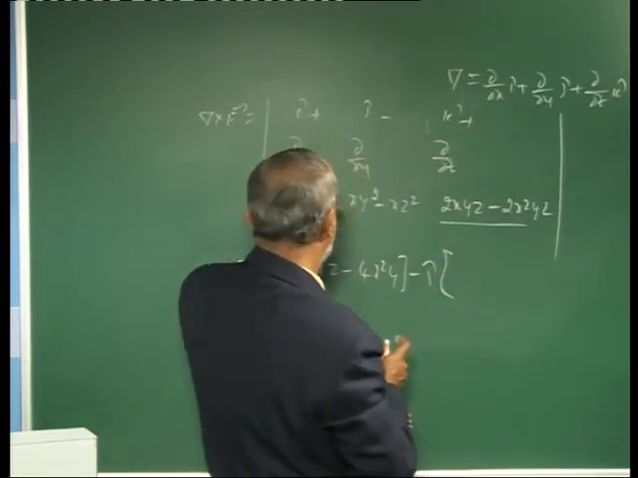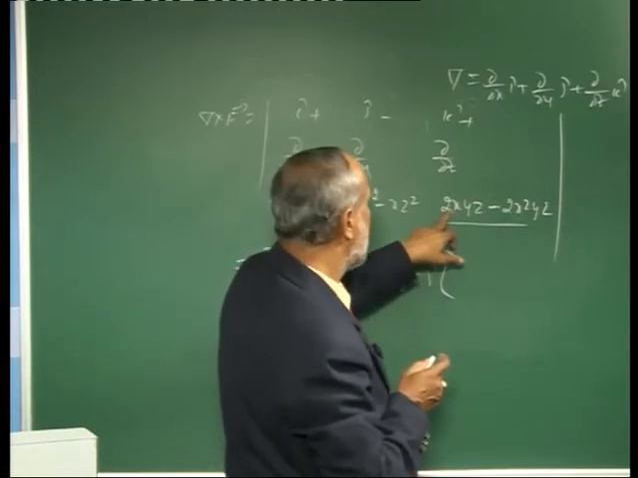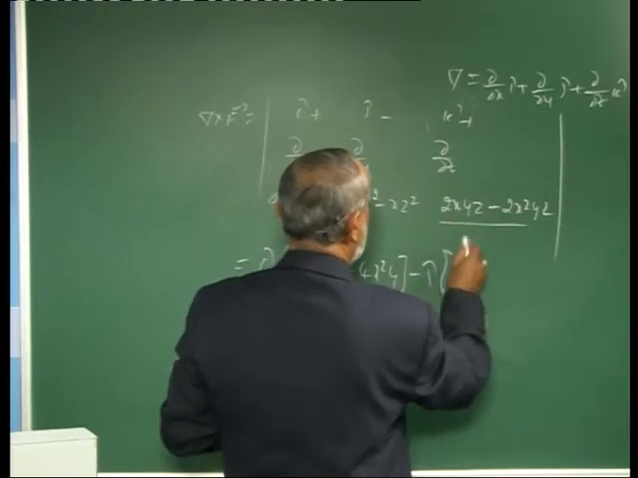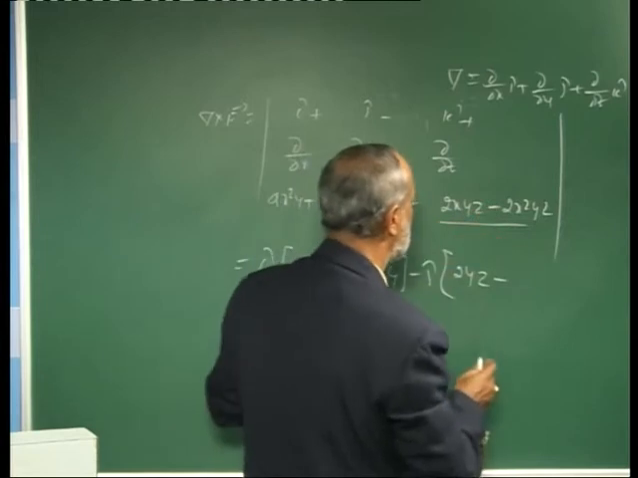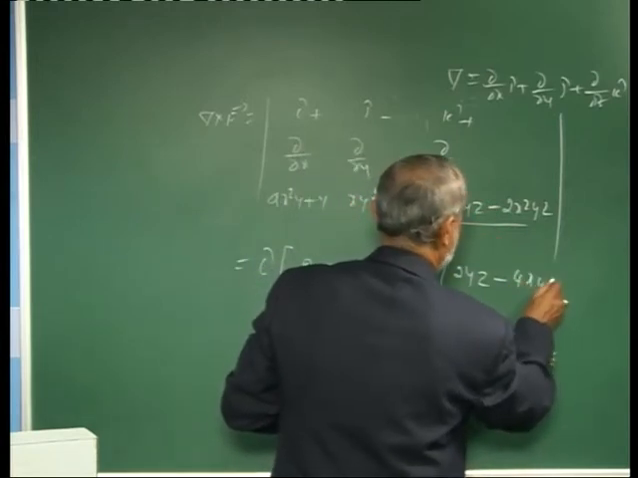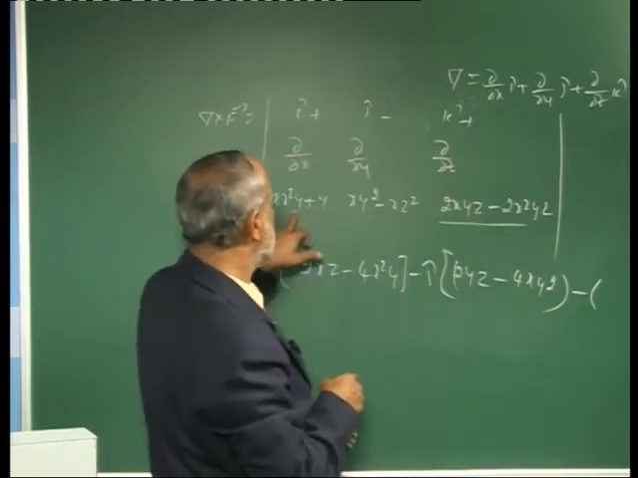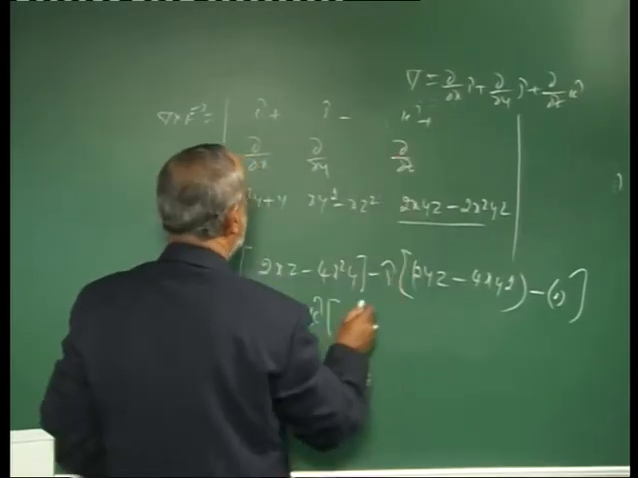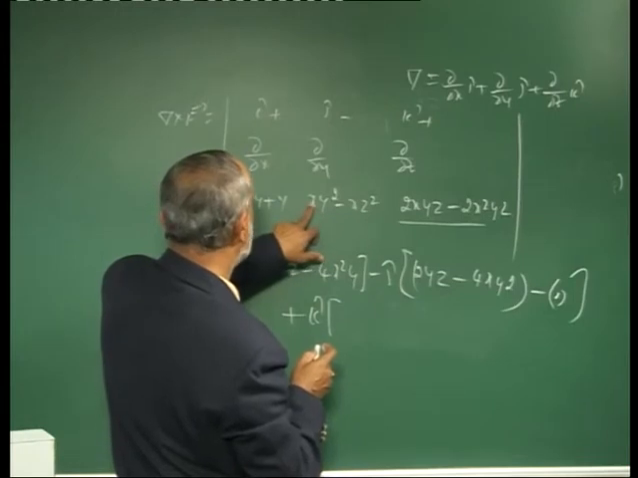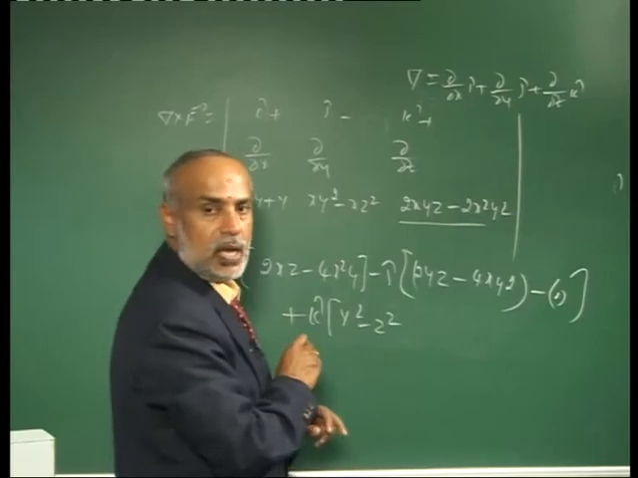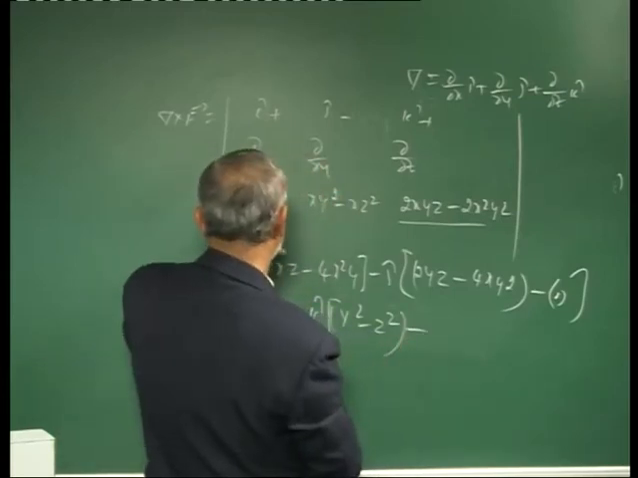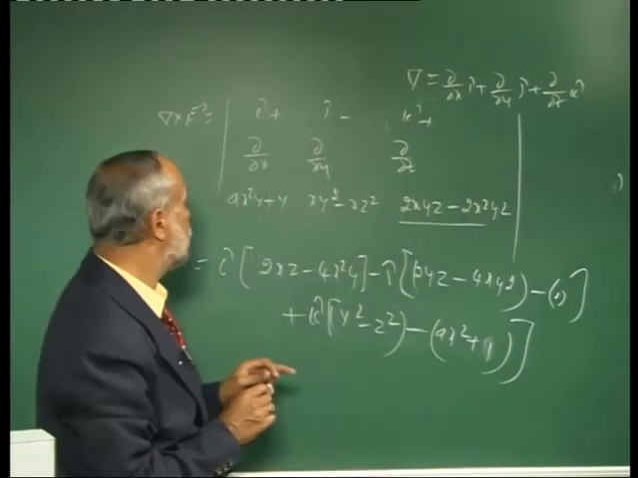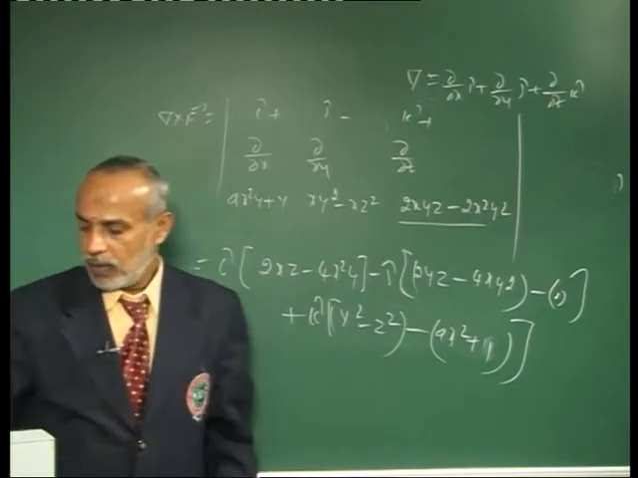You can leave the first row and second column, dou by dou x means differentiating partially with respect to x. Here 2 x y z differentiated partially with respect to x is 2 y z, minus, here differentiating partially with respect to x is 4 x y squared, minus dou by dou z, differentiating partially with respect to z, that is 0. Next plus k vector, you can leave the first row and third column, dou by dou x: x differentiation is 1, y squared, here z squared, minus of this, differentiating partially with respect to y, y differentiation is 1, a x squared plus 1. This is the curl of the vector field, the required result.